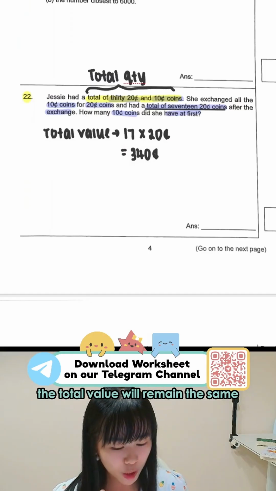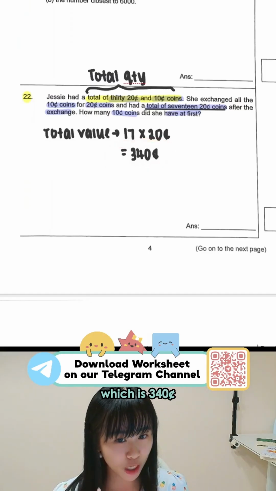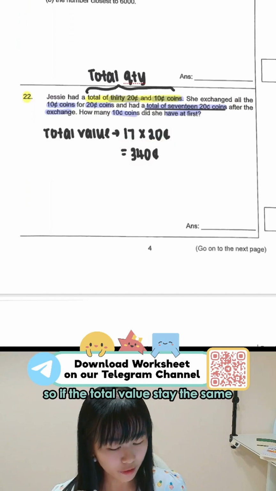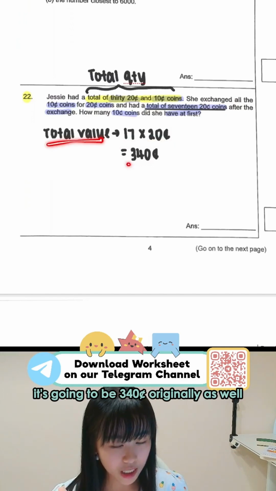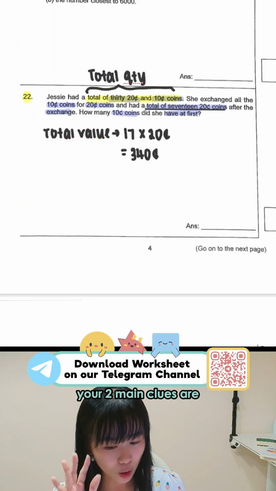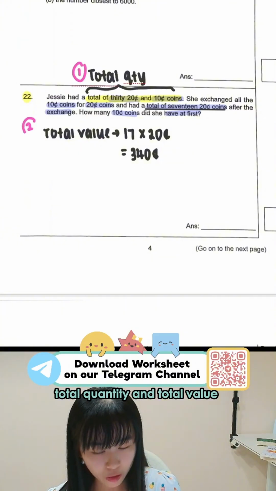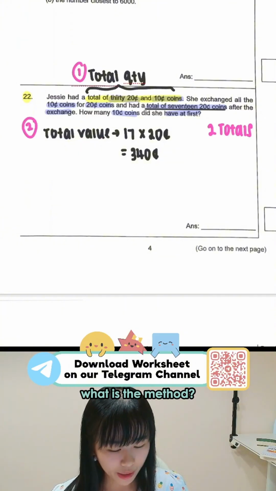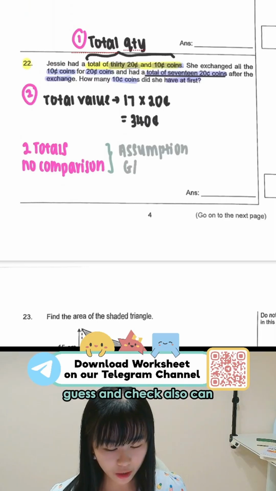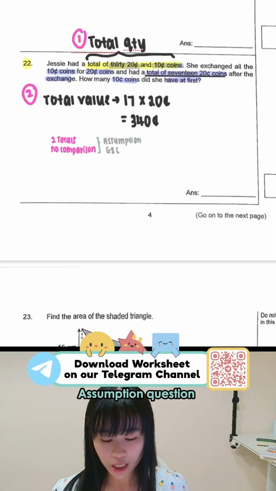So you want to make sure the total value will remain the same, which is 340 cents. Yes. So if the total value stays the same, it's going to be 340 cents originally as well. So basically, your two main clues are total quantity and total value. Two totals, no comparison. What is the method? Assumption. If not, guess and check. Also can.